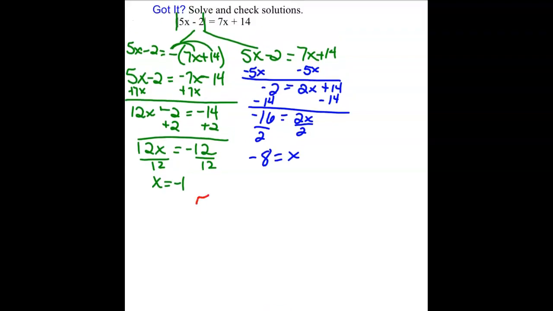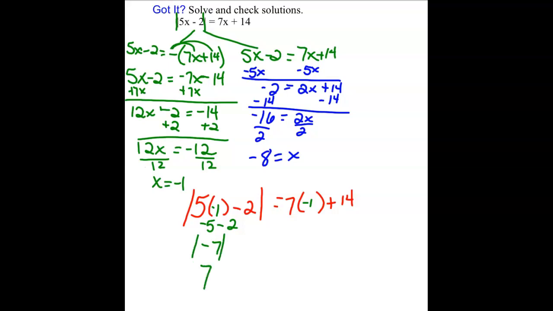So we are starting out with 5 times something minus the 2. I keep wanting to put a plus there. Minus the 2 equals 7 times something plus 14. All right, so checking our first one, the negative 1. Inside our absolute value bars, we have negative 5 minus 2. That's negative 7. Its absolute value would be a 7. Checking on this side, 7 times negative 1 is negative 7. Adding 14 gives us 7. Those are equal, so I would include this as a solution.